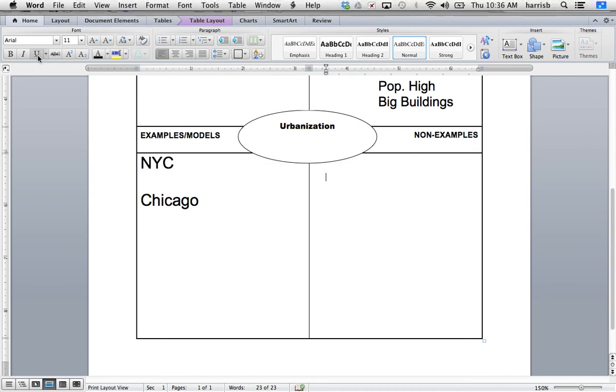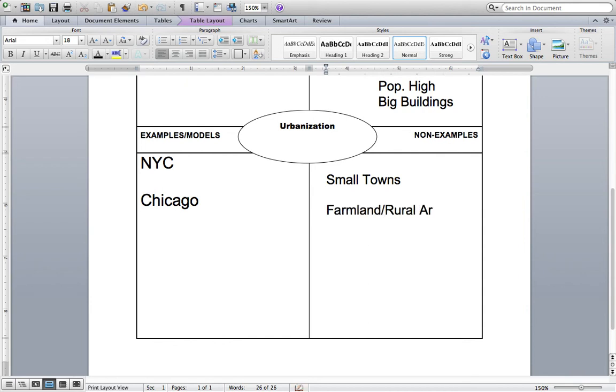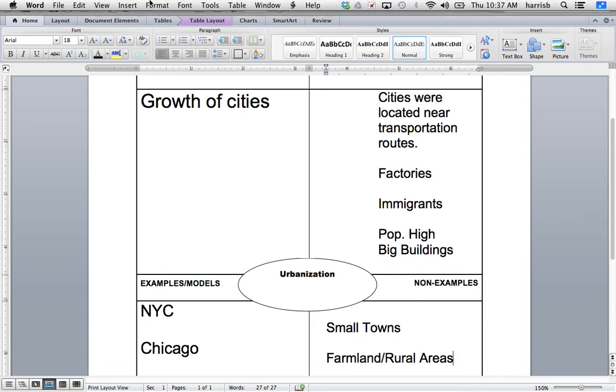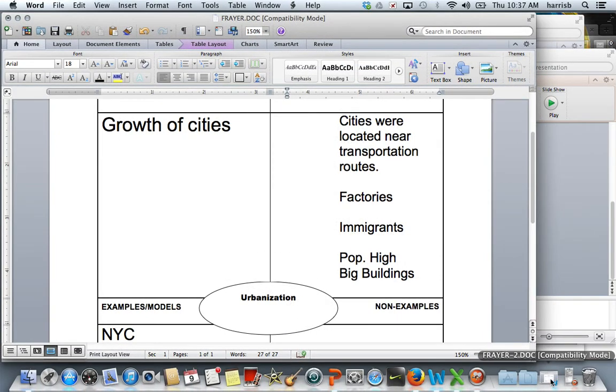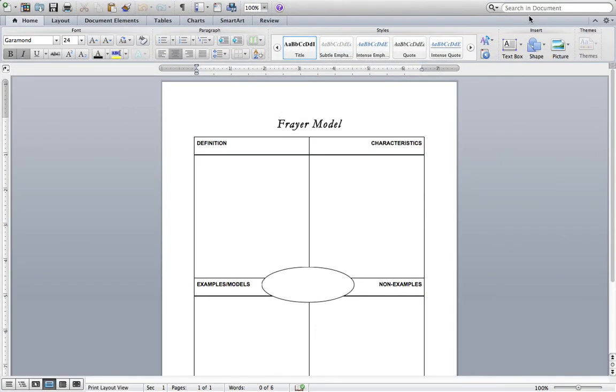So, non-examples of urbanization would be small towns, okay, farmland, rural areas, that kind of thing. So this is just a simple graphic organizer just to kind of help you to remember what urbanization is. Now let's move on to our next term. So open up a new Frayer model here. The next term that we have is, and I'll zoom in here a little bit.